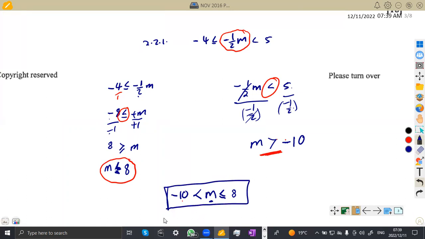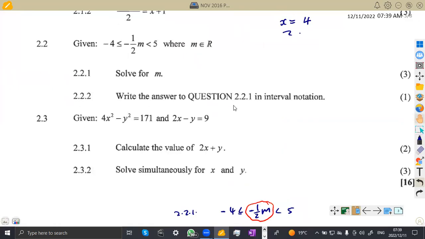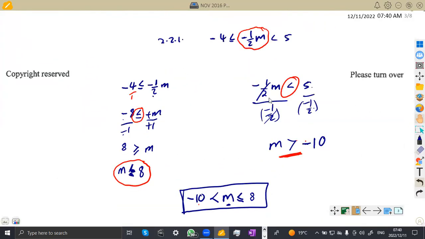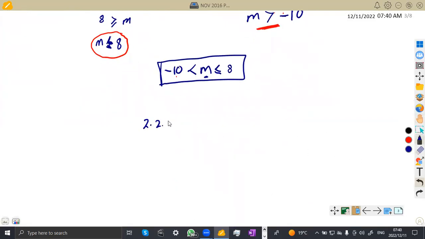So we are referring to the values of m which are greater than -10, but less than or equal to 8. All right, so that was 2.21, just to solve the inequality. Then write the answer in question 2.1 in interval notation. Interval notation is showing the values of m this way. So this is 2.22. You're just indicating that your m, in this case, takes values from -10 to 8. Like that, you can just put it this way. Okay, those are the values of m.